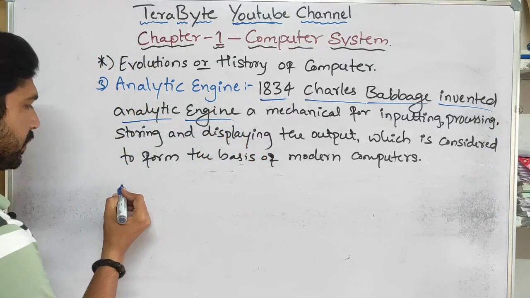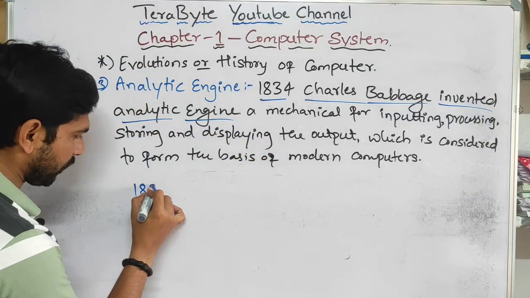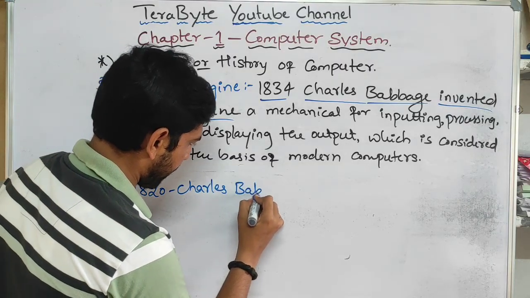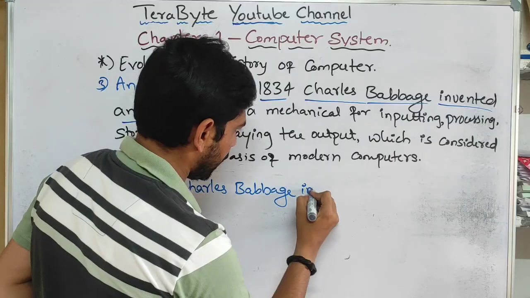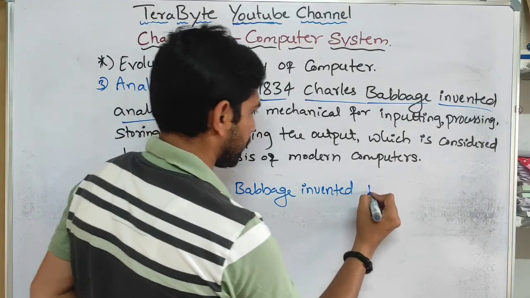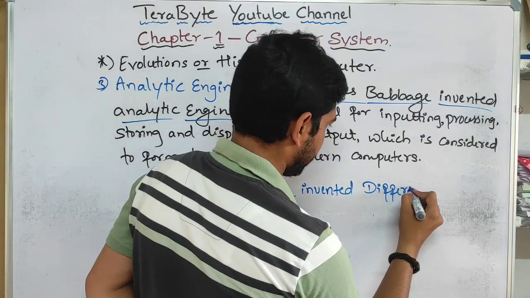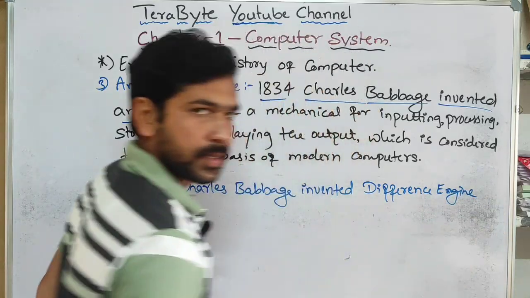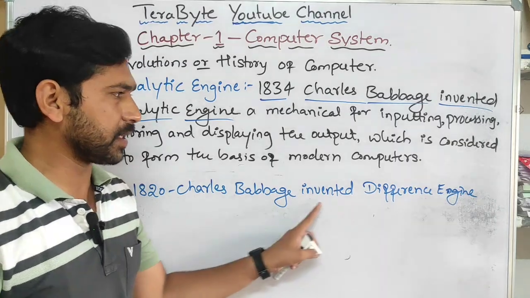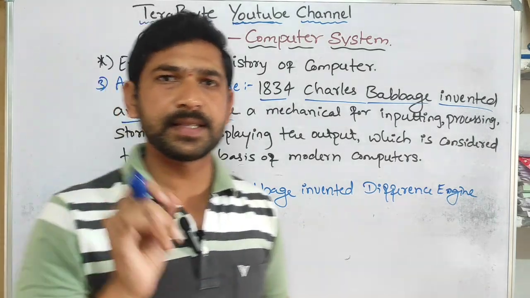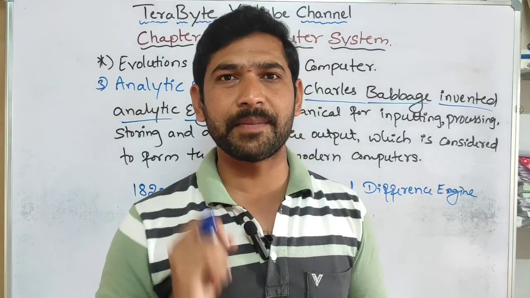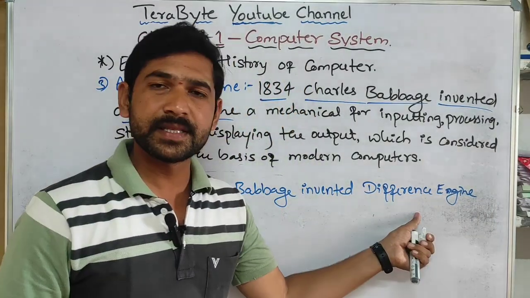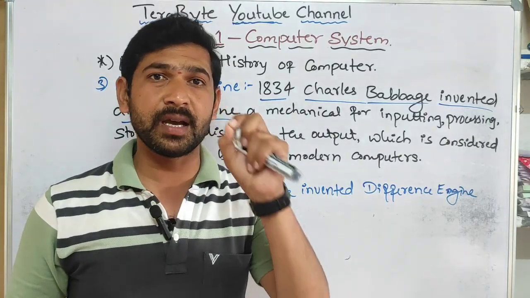But first, in the year 1820, Charles Babbage invented the difference engine. The difference engine was used to develop simple mathematical tables.